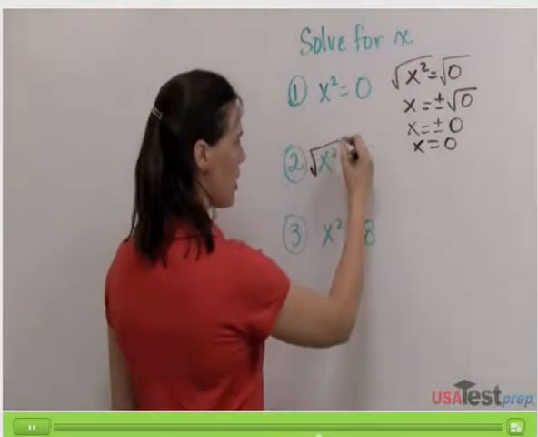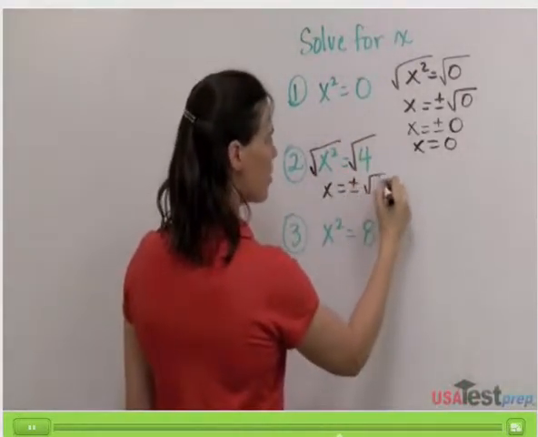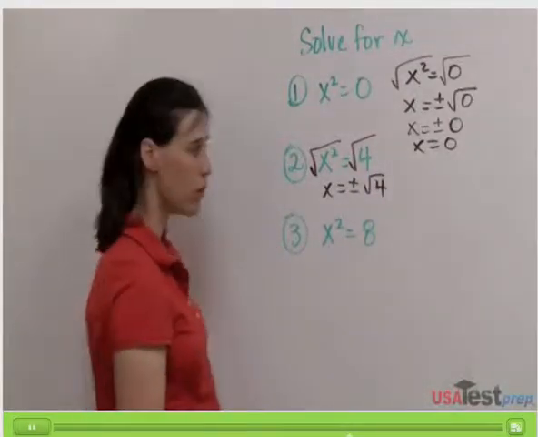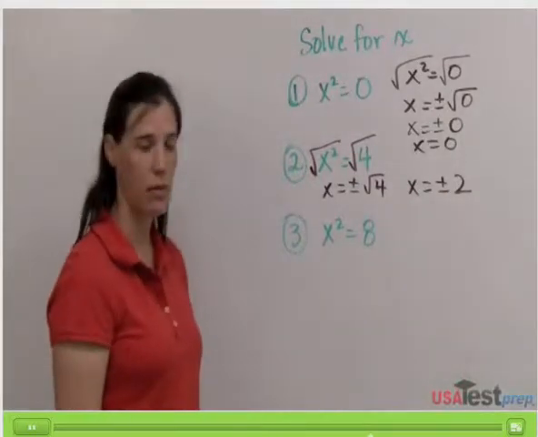Alright, let's look at the second one. So again, we're going to do the same thing. We're going to take the square root of both sides. So x equals plus or minus the square root of 4. And what's the square root of 4? It's 2. So we have two solutions, plus or minus 2.